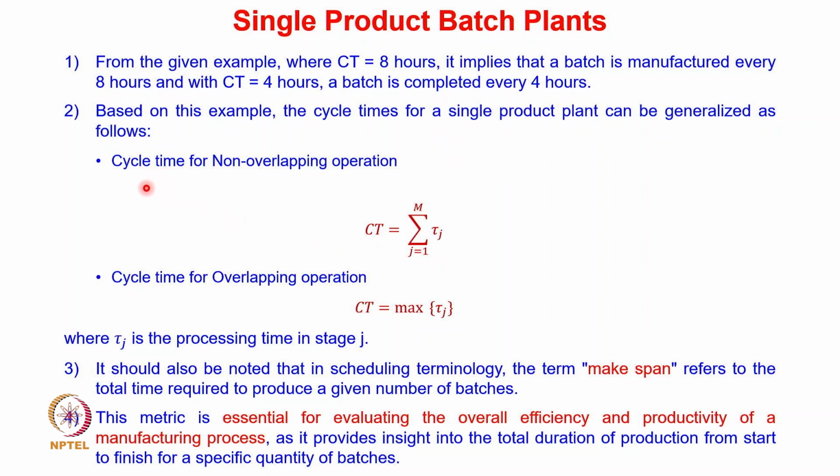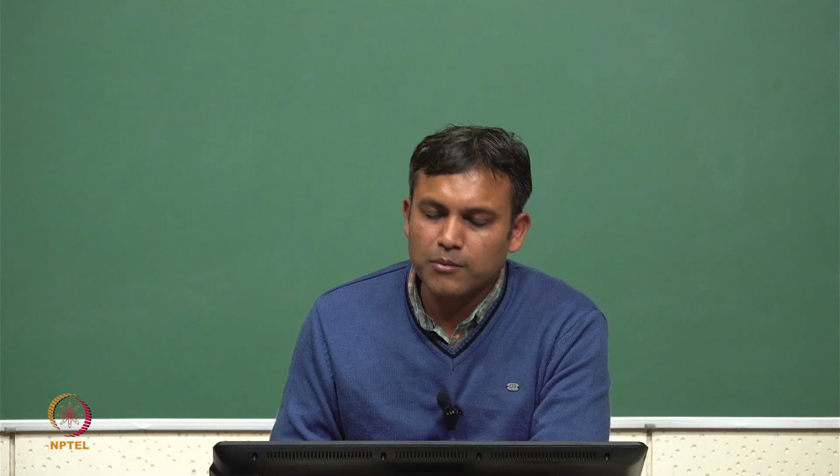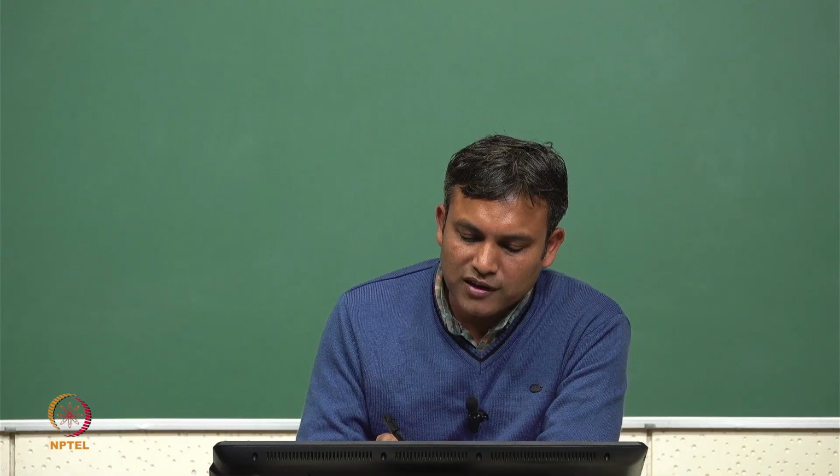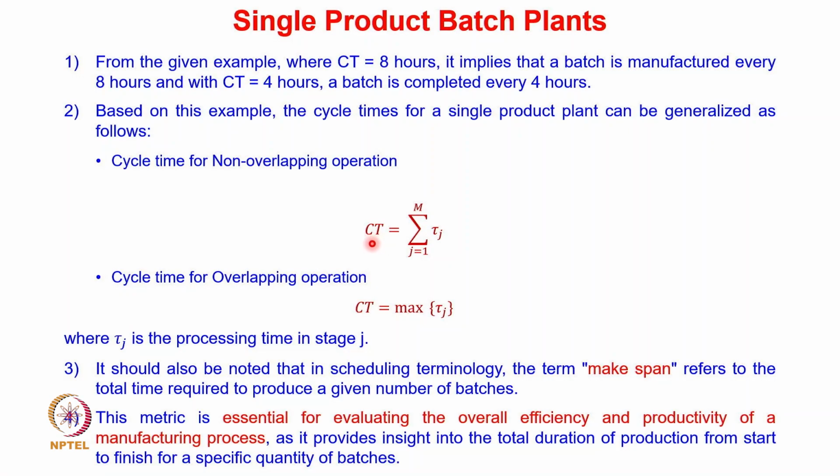So we can obtain the cycle time for non-overlapping operation. For non-overlapping operation, we can get the cycle time as summation of tj. So all the stages are there, j stages are there. For all j stages, whatever the processing time is there, summation of all those processing times is going to give us the cycle time when we are looking at non-overlapping operation. But when we are having the overlapping operation, then we are going to look at the processing time of each of these stages, and whichever is the maximum, that will represent the cycle time.